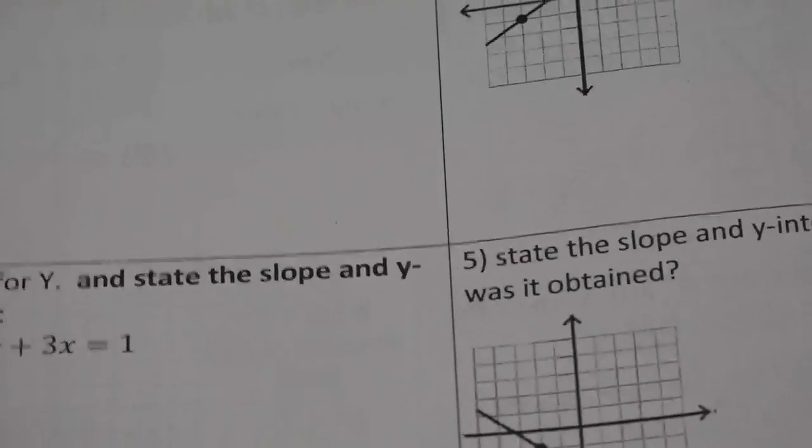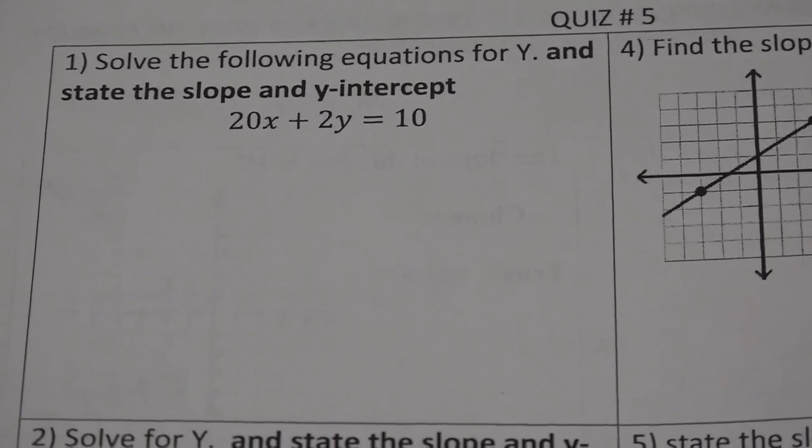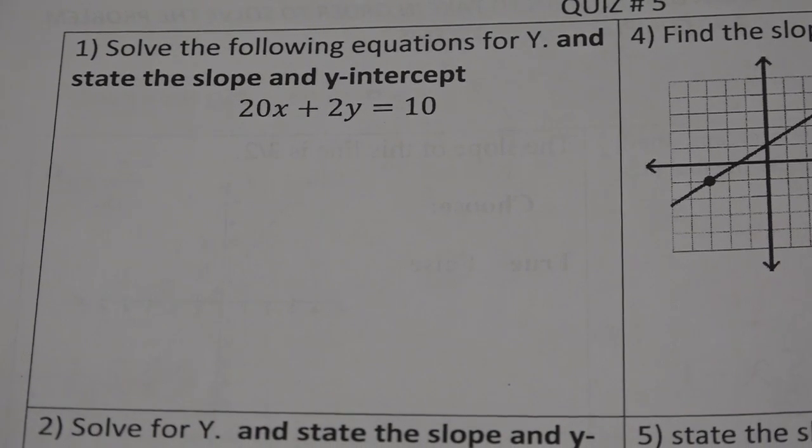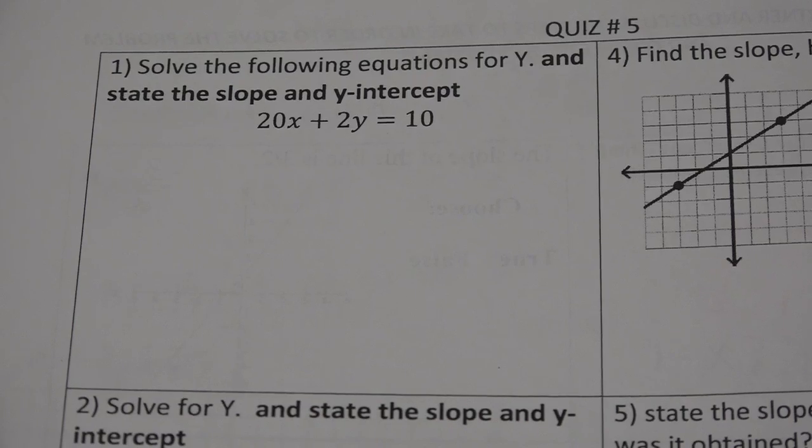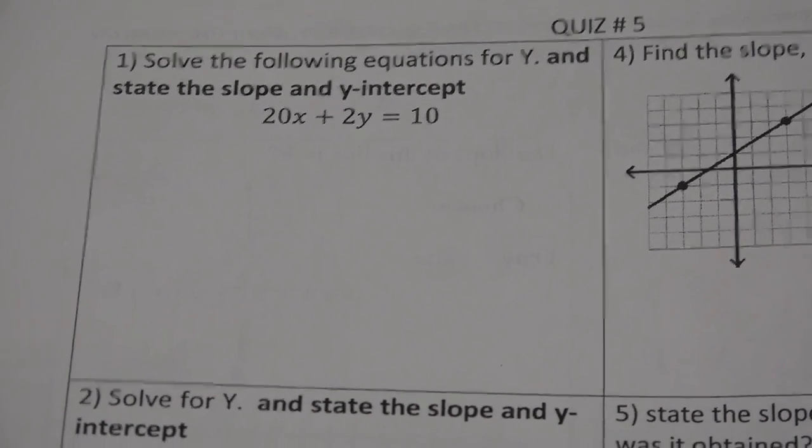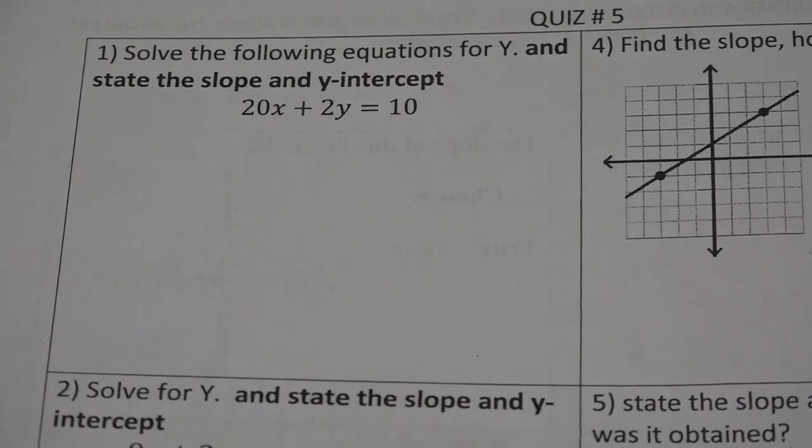Okay, so that's the end of your lesson on lesson number 5. And this is your quiz. Okay? So quiz number 5. It says solve the following equations for y and state the slope and y-intercept.